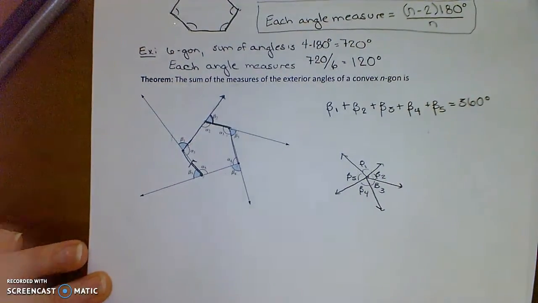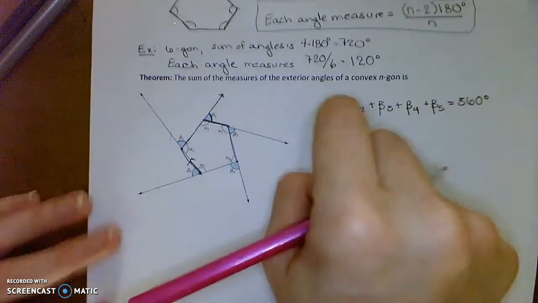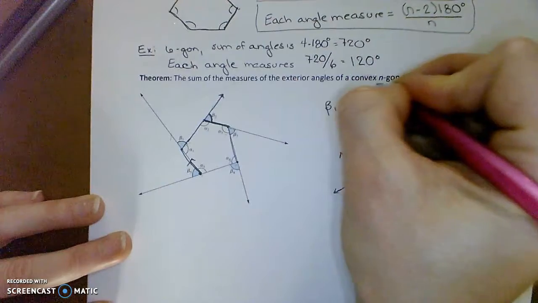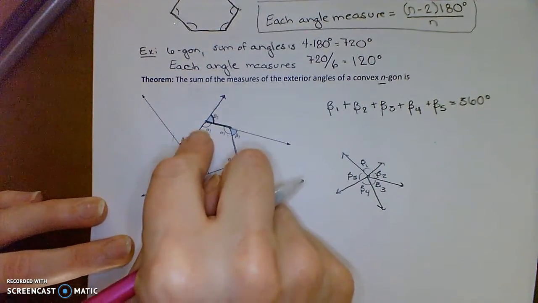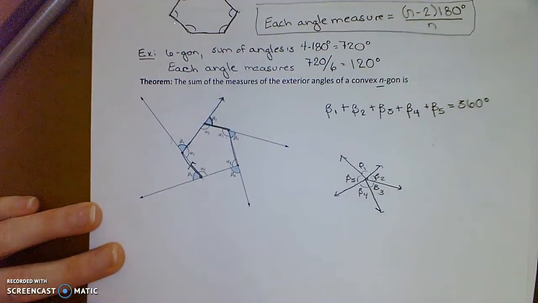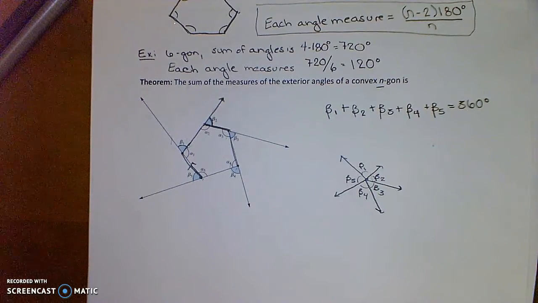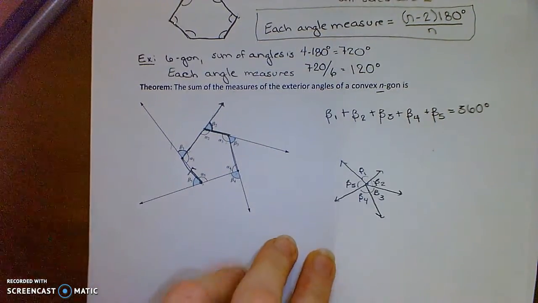Right? All right, so that one's pretty easy to remember. And it doesn't matter how many sides you have. Still, you will end up making a full 360-degree turn if you walk the edges of your polygon.